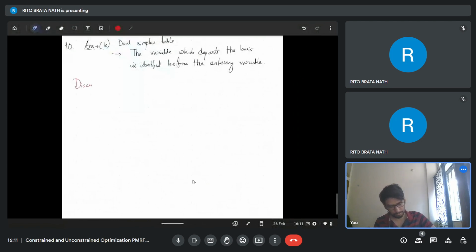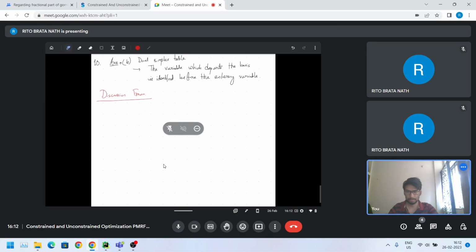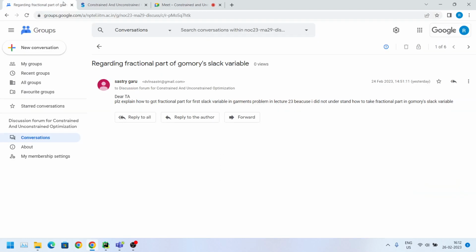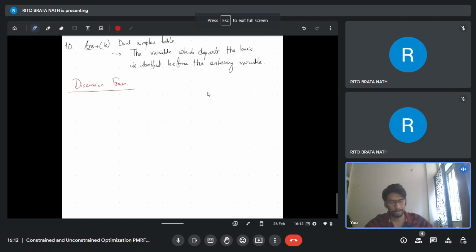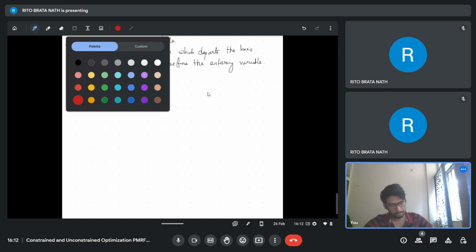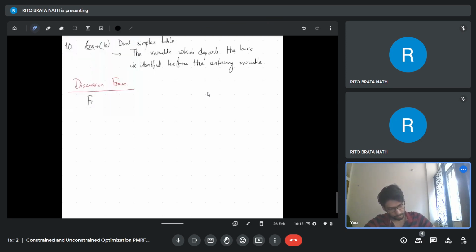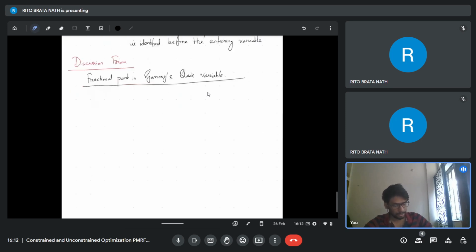Yeah, so in the discussion forum, someone asked, let me just quickly check. Yeah, so please explain how to get the fractional part for the first slack variable in the Gomory problem in lecture 23, because I did not understand how to take the fractional part in the Gomory slack variable. Okay, so the fractional part in the Gomory slack variable, right? Okay, so let's write down.